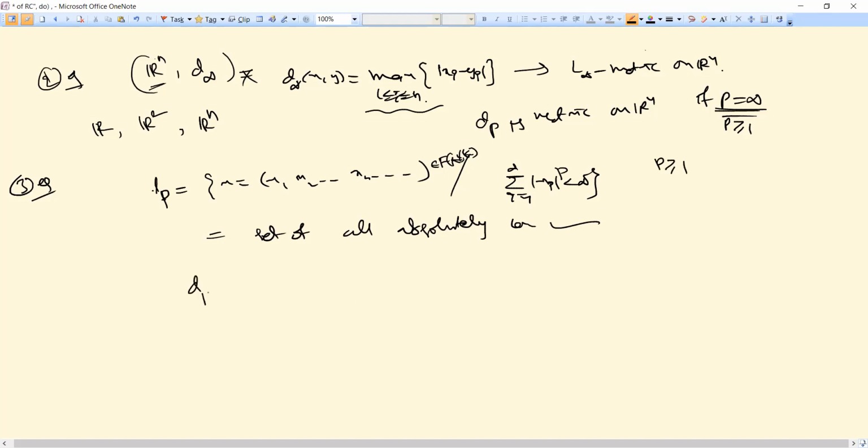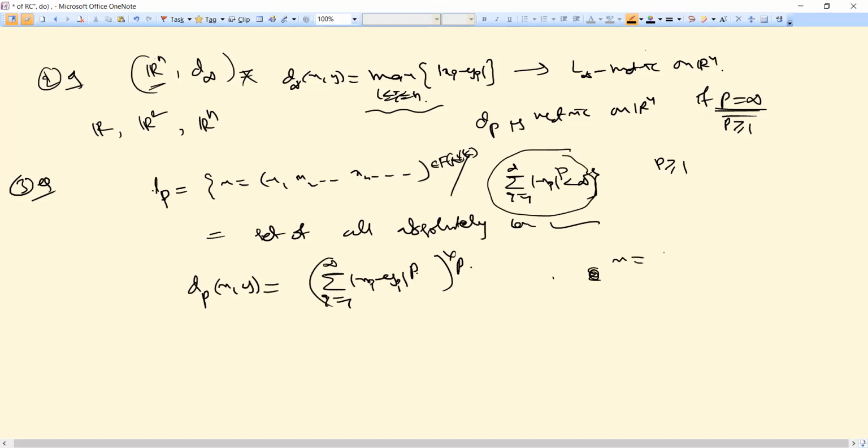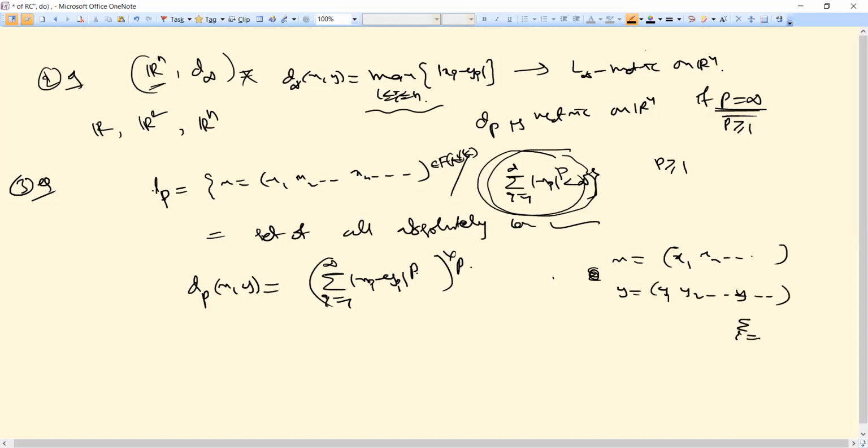So what is the metric I am giving? d(x, y) equals summation i equals 1 to infinity of |xi minus yi| whole power p, whole power 1 by p. You know this series is convergent. When you take x as an l^p sequence, this series is convergent. When you take y as an l^p sequence, this series is convergent. So automatically, this series is convergent.